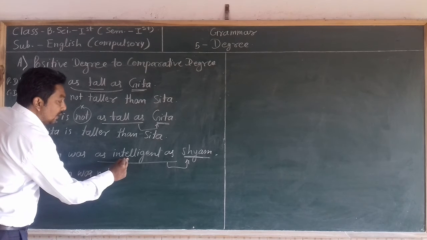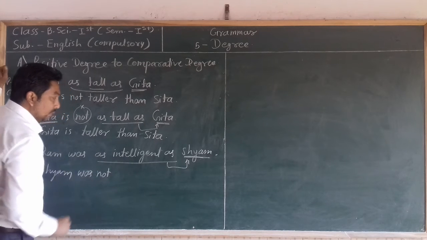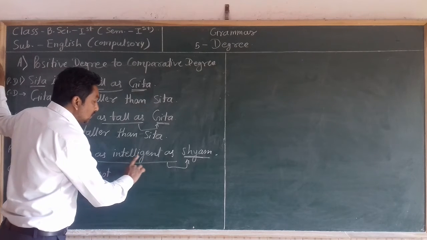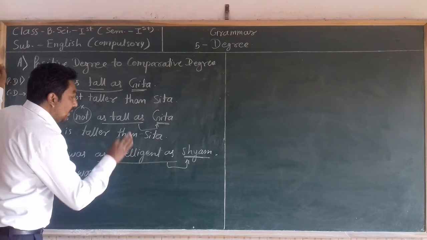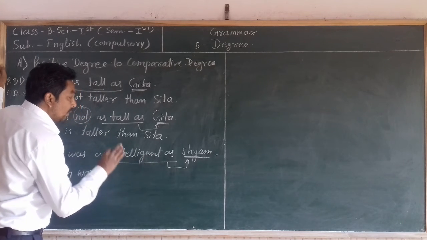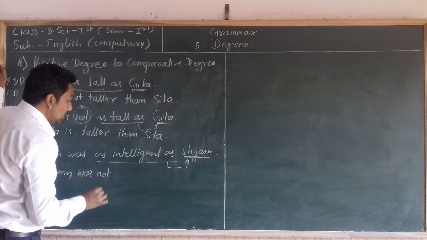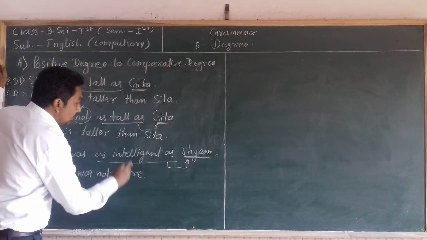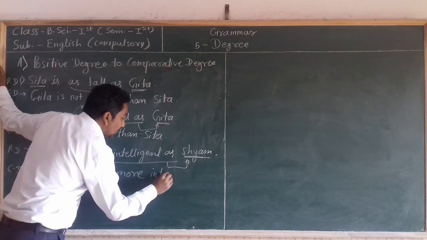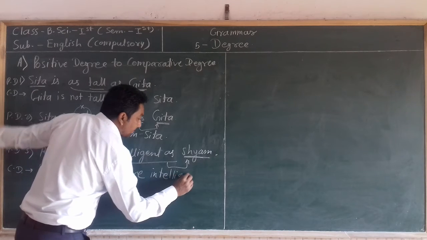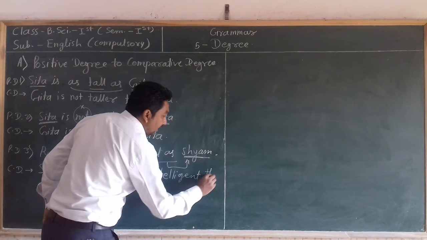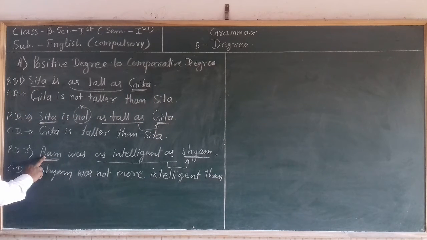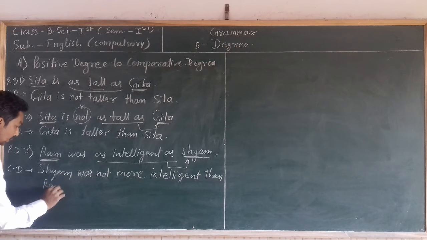Then use the comparative degree form of the adjective word, intelligent. We cannot use er, this kind of suffix, with this adjective. If there are this kind of adjectives, we cannot use the er suffix. So take the word more in front of this adjective, more intelligent. Then use than, and after that, what is the subject of positive degree? Take it as the object of comparative degree.